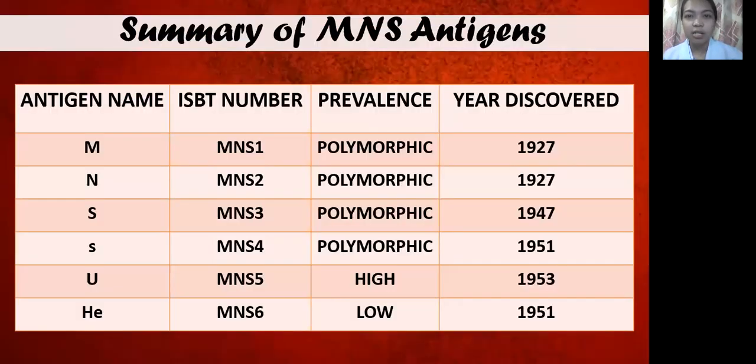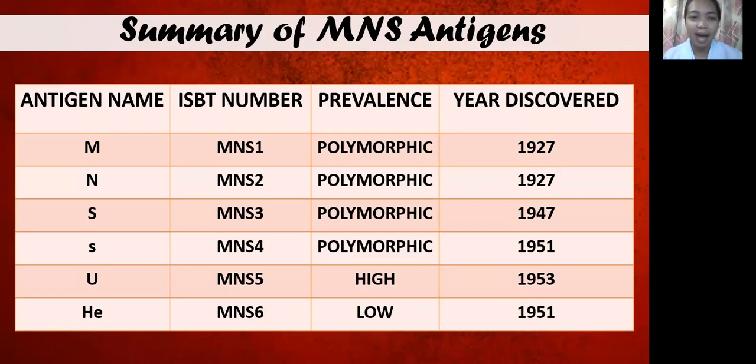Here is a summary of the MNS antigens. The first antigen is M. MNS1 is the ISBT number, it is polymorphic, and it was discovered in 1927. Antigen N is MNS2. It is polymorphic, and it was also discovered in 1927.